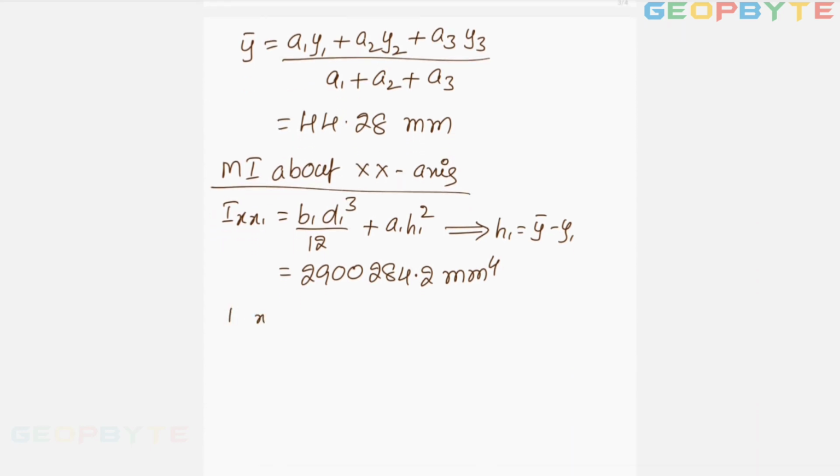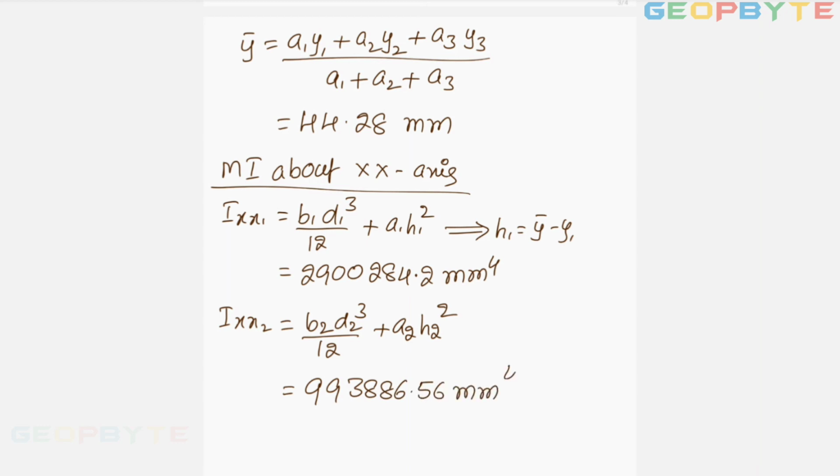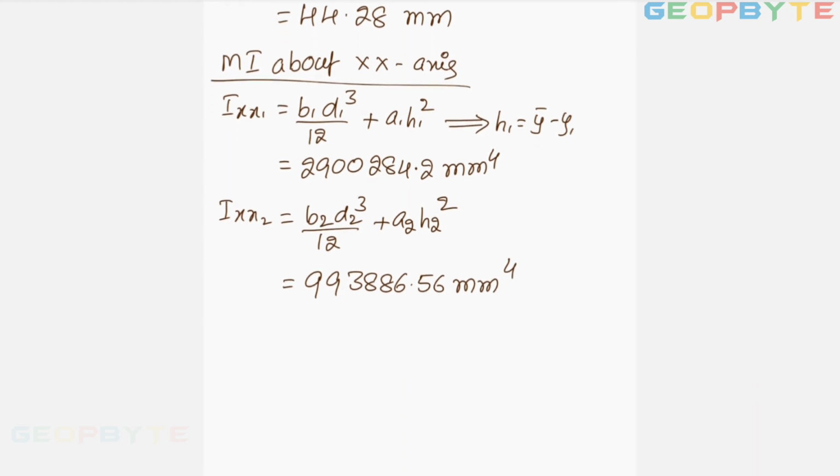Similarly, for section 2, it should be called as Ixx2 equal to b2 d2 cube by 12 plus a2 h2 square. You substitute all values and simplify for getting 3886.56 mm power 4. You simplify it. If you need any clarifications, you can send a message to me. Definitely I will explain in live.